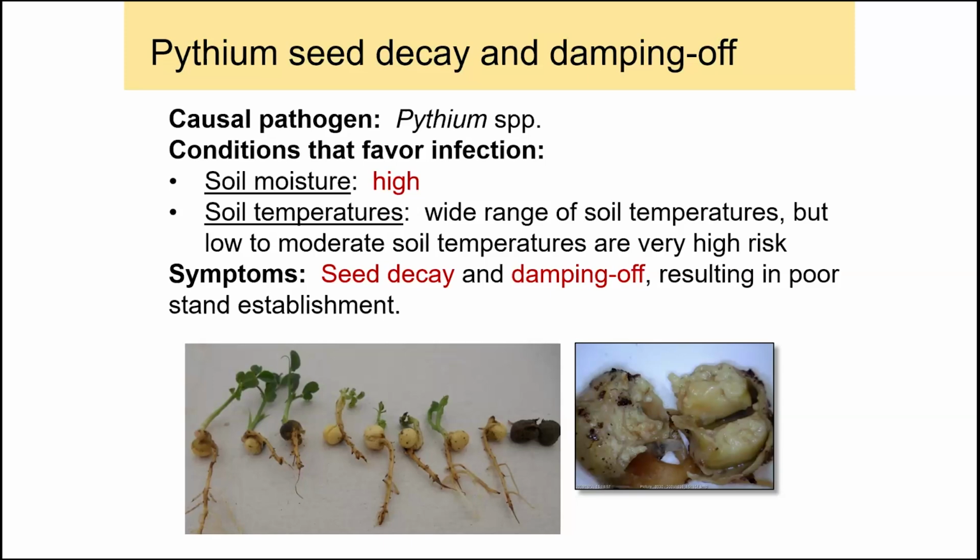I have a few seedling diseases associated with pulse crops now. So Pythium seed decay and damping off. This fungus begins infection as the plant is germinating. The conditions that are going to favor Pythium infection is going to be high soil moisture and low to moderate soil temperatures. The symptom that you're going to see, you can see in the photos, but it's going to be seed decay and damping off. Which again, you're going to have poor stand establishment because of that. So definitely one of those to kind of keep in mind if you're seeing a lot of damping off occurring in fields.